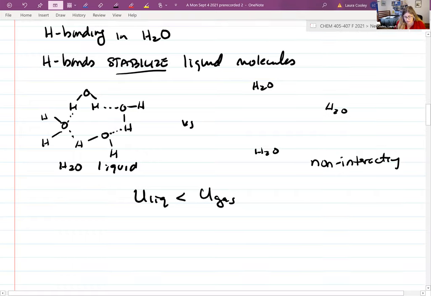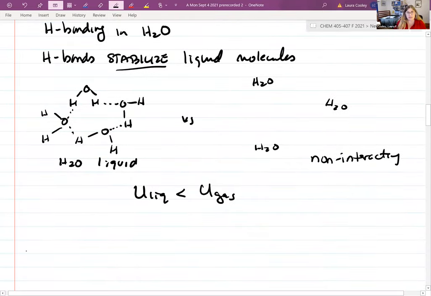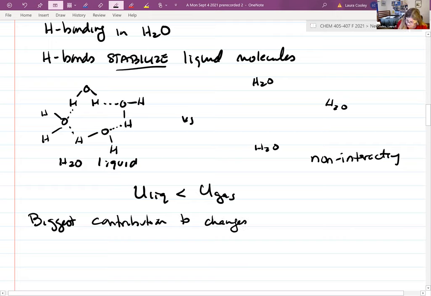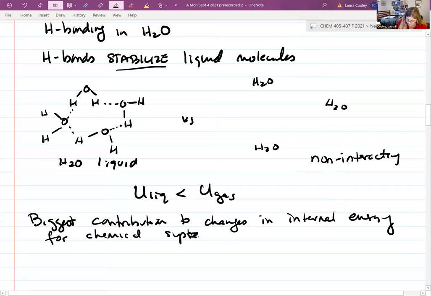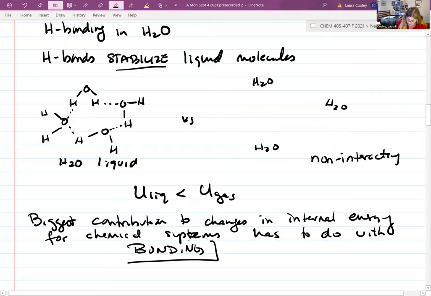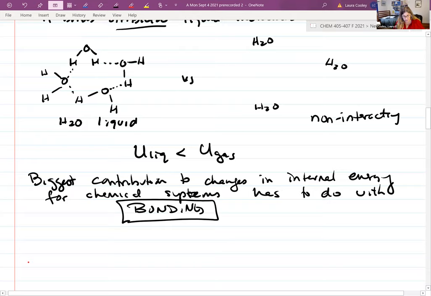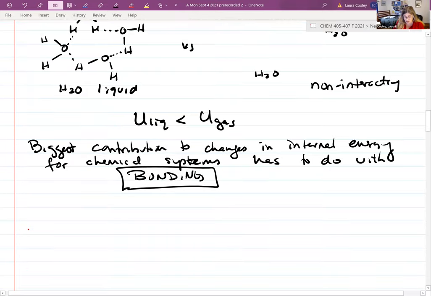All right, well, even including intermolecular forces, we still left the biggest contribution for last. So the biggest contribution to changes in the internal energy for chemical systems has to do with bonding. Bonding is really important here because of how it affects the internal energy of a system.